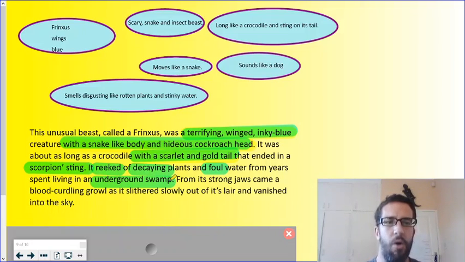Now I might go on to what it sounds like. I wrote over here, it sounds like a dog. That's going to sound a bit boring if I just wrote there, it sounds like a dog. Well, a dog can sound very differently. We know not all dogs sound the same. So my sentence was, from its strong jaws came a blood-curdling growl.